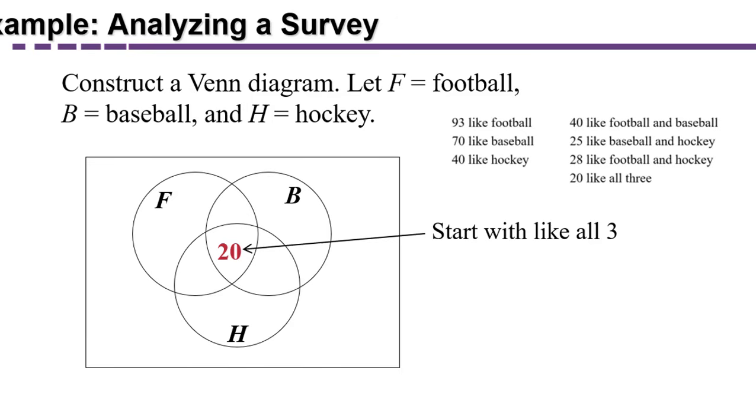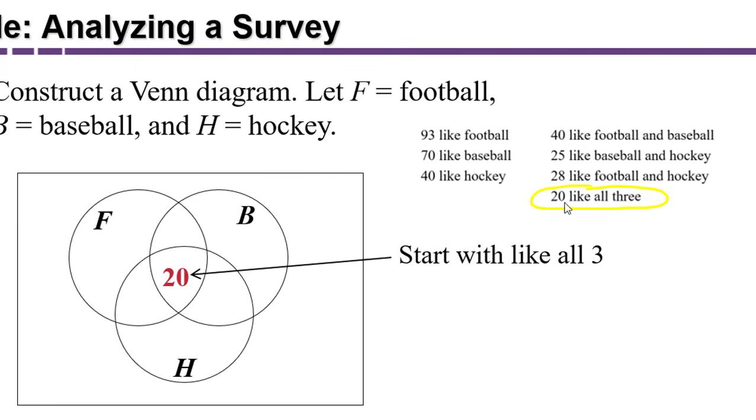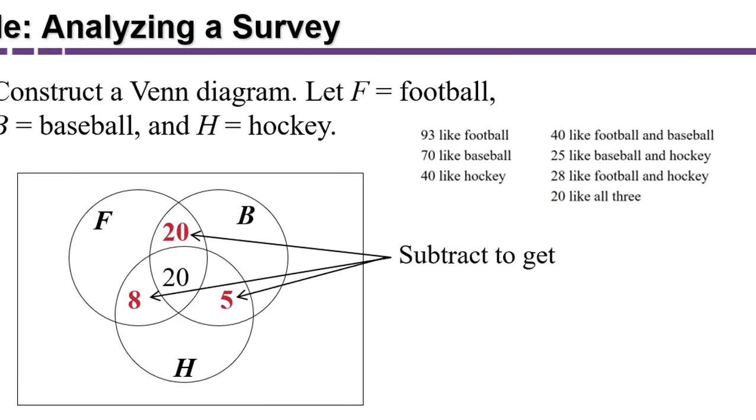And we're going to start by identifying those that like all 3 sports because that describes exactly one region, the region in the center where football, baseball, and hockey overlap. So here we've used just one fact, the 20 that like all 3. Work your way outward using subtraction to get the regions adjacent to the center region.